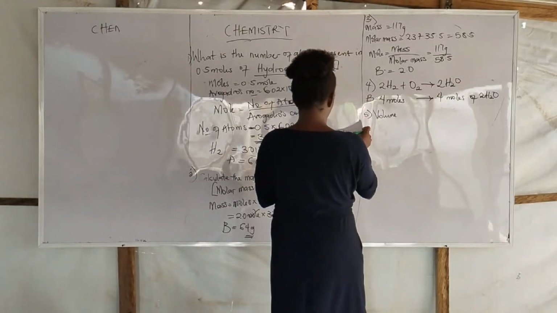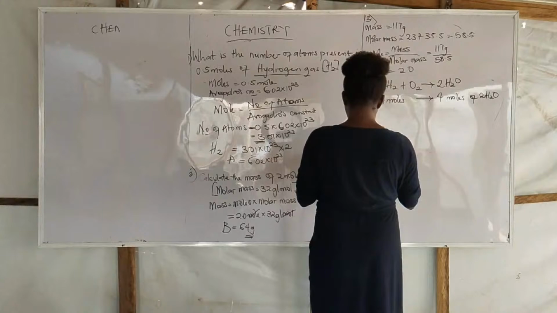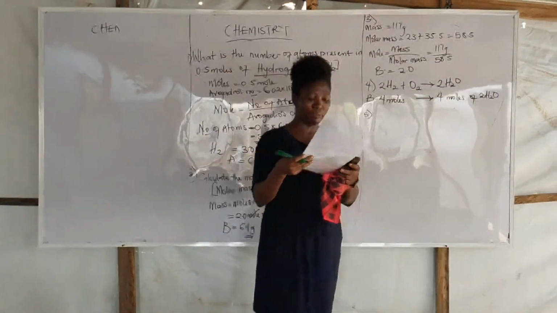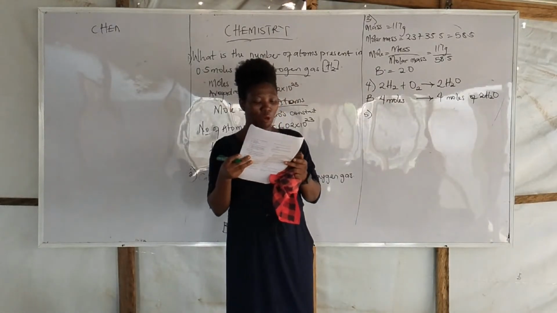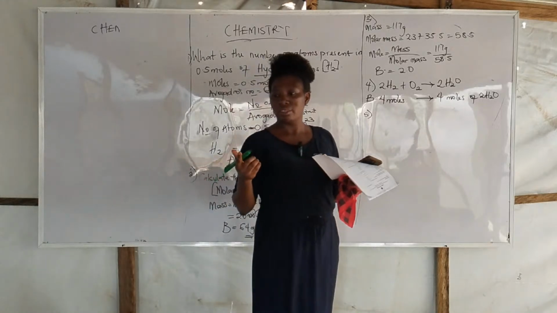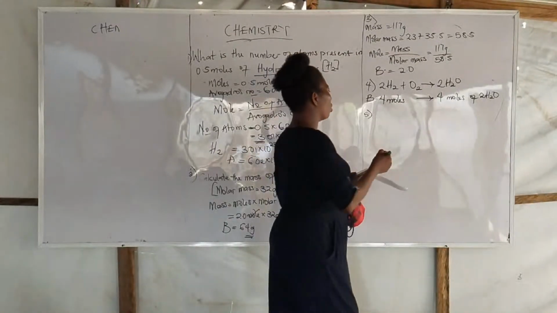Okay, what volume of carbon dioxide is produced at STP when 0.5 moles of propane is burned? Number 1, what is our reaction? That is the first thing to note here. The first thing is to recall your reaction.